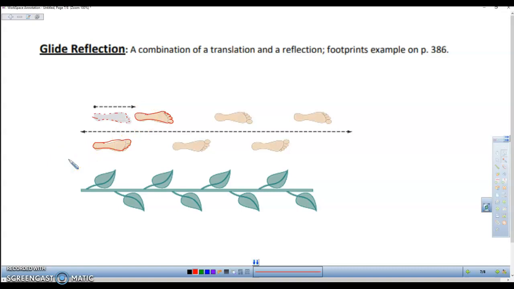So this example of the footprint is a glide reflection, and also this example of the leaf is a glide reflection. Because this leaf, if it was reflected, would be here. Well, let's see if I can draw a better leaf. That's pretty good. And if I were then going to translate it, it would end up right here. So that's it. Simple concept. Glide reflection, you do both a translation and a reflection. It's a composition of those.